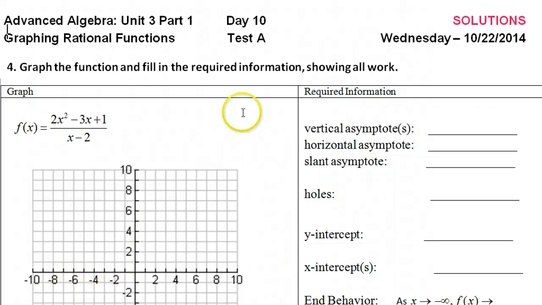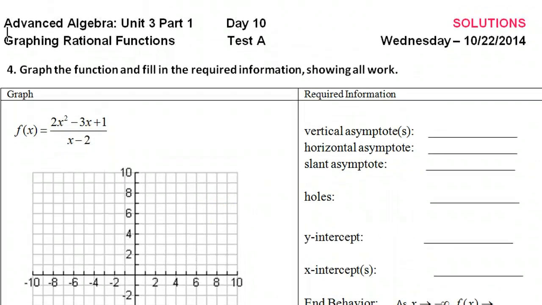Alright, this is part 3 of a test on graphing rational functions. Please pause the video and try to do number 4 by yourself. If you've already tried and failed to do number 4, then go ahead and watch the video, but put your pencil down. Don't try to do it along with me. Watch the video, learn how to do it, and then go back and do the whole problem by yourself. Alright, doing it by yourself is the only way to learn.